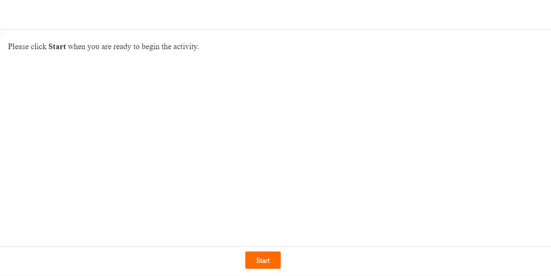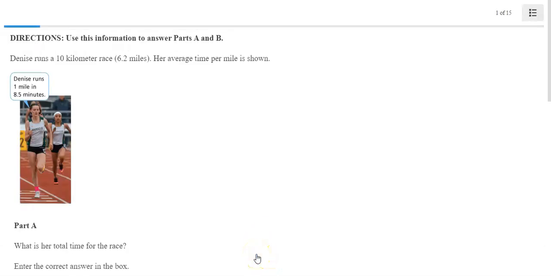This is Module 4, Lesson 2, On Your Own. You can find this on page 111 and going to page 112. You will need a work page for this. Denise runs a 10-kilometer race, which is 6.2 miles.